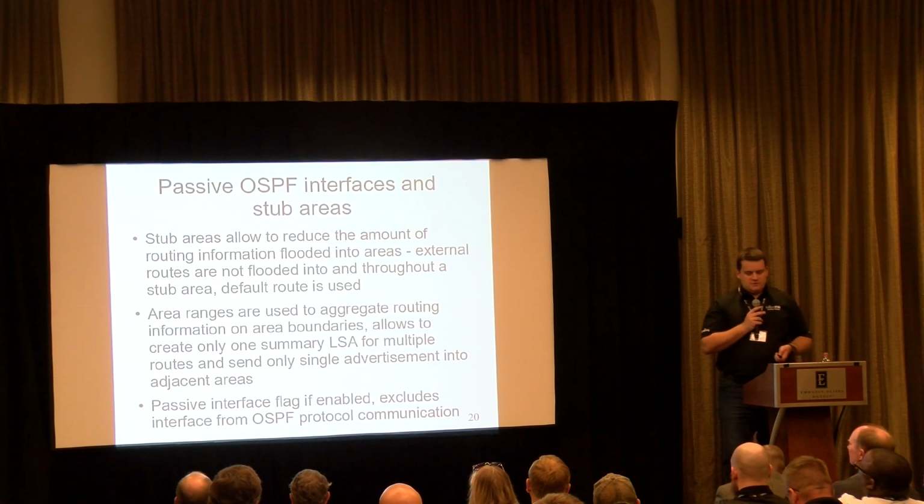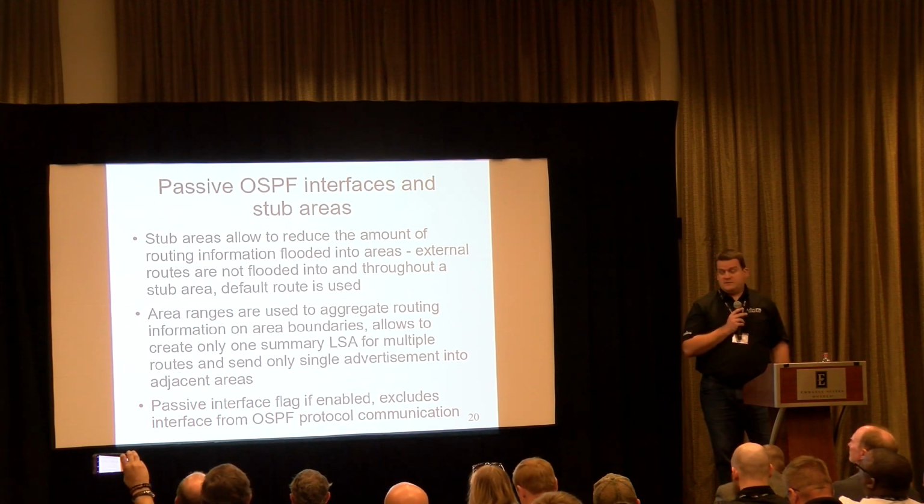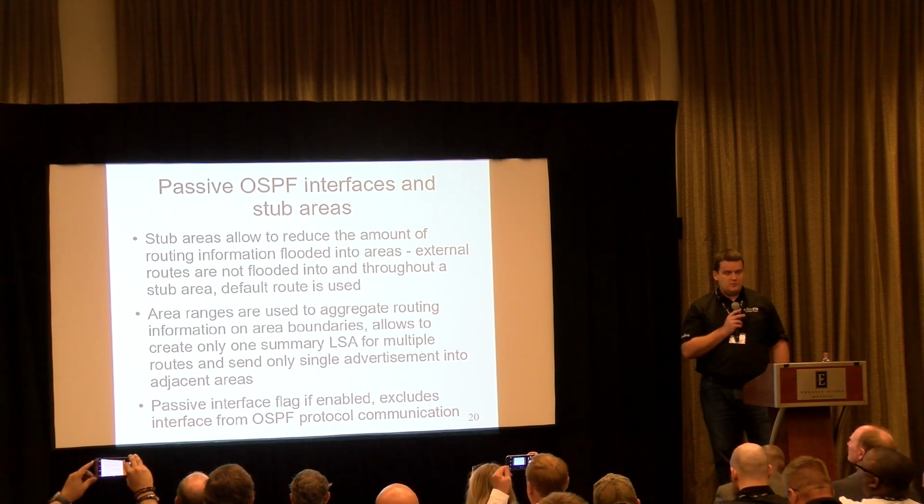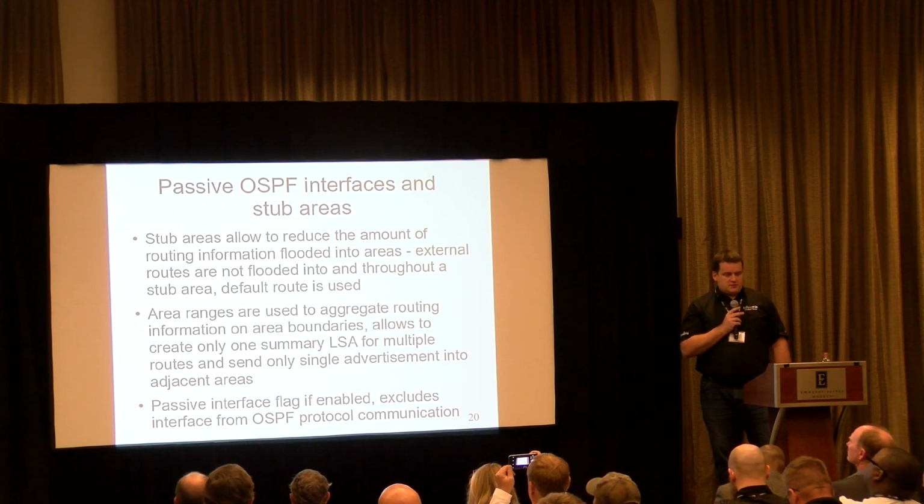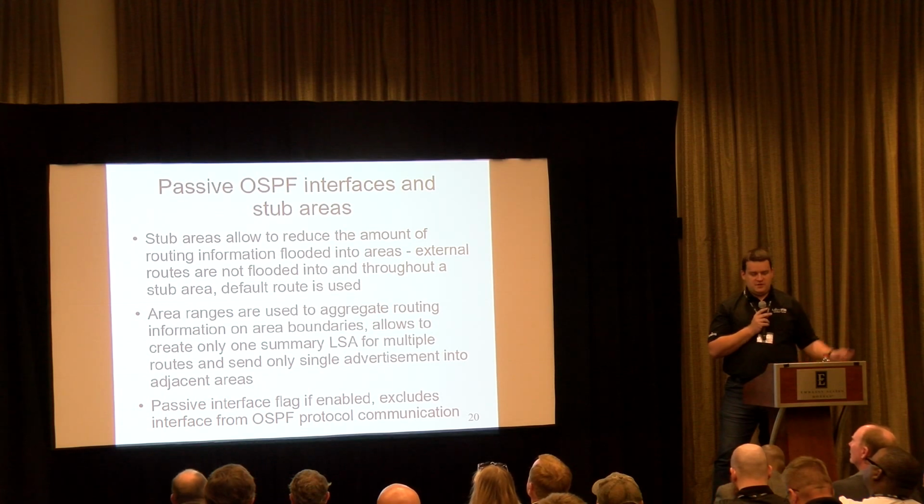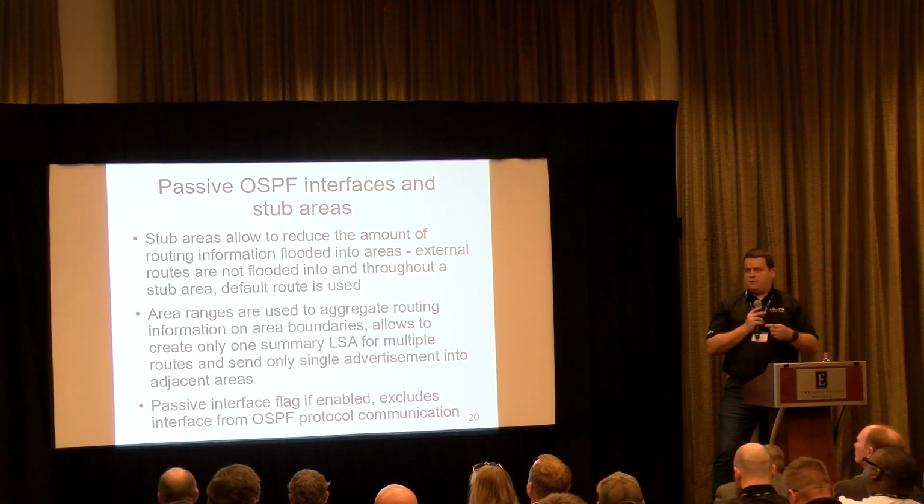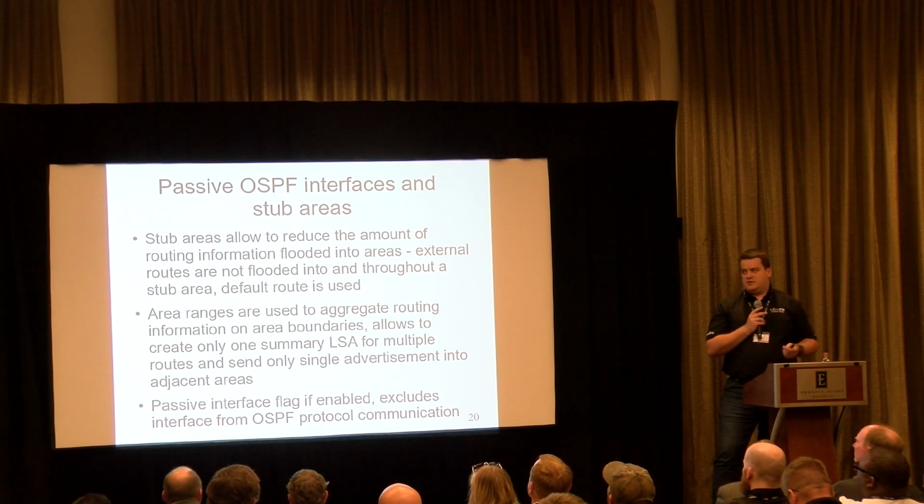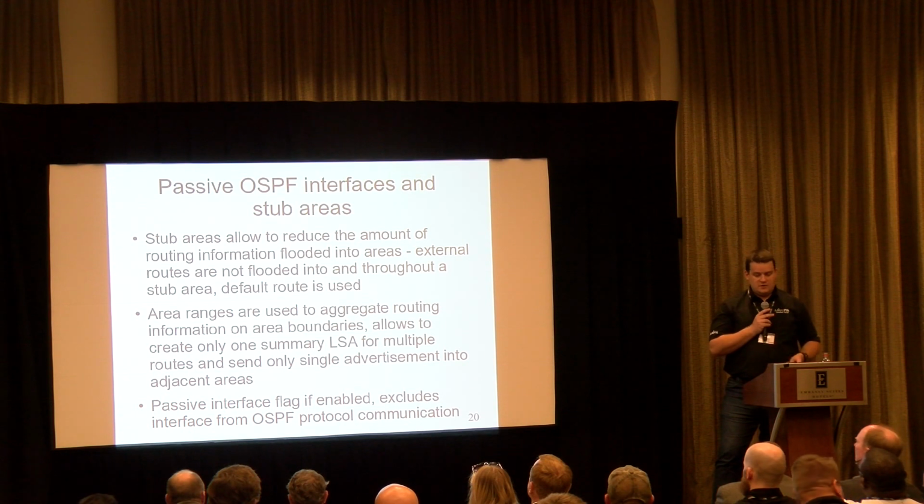So to fix this, you need to know what the passive OSPF interfaces are and what stub areas are. Stub areas allow you to reduce the amount of routing information flowed into an area. Basically, all the external routes will just be reduced to the default route. And you can use area range to aggregate all the routes that are going out of the stub area into, let's say, a single or several routes, so that only one advertised route goes out.